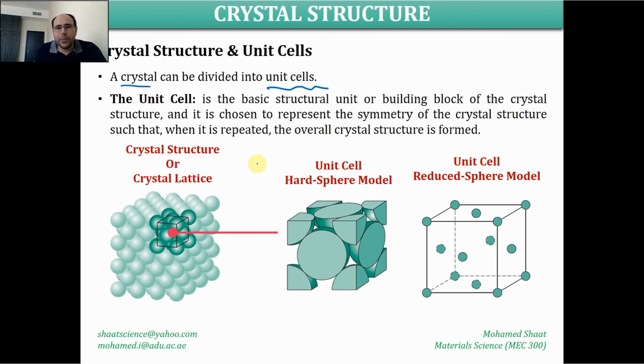So the unit cell is the basic structure, or the periodic three-dimensional pattern unit, or building block of the crystal structure, and it is chosen to represent the symmetry of the crystal structure such that when it is repeated, this is the condition, the overall crystal will be formed or built up. So, for example, I can count all of this as one crystal. Why one crystal? Because there are atoms, and these atoms are well-definedly distributed.